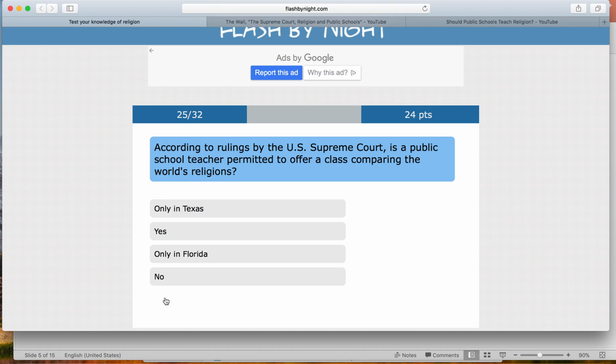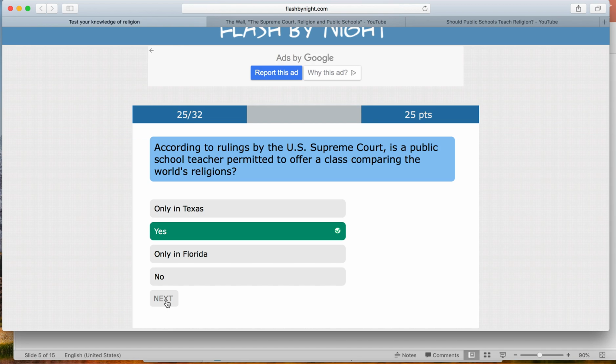And next question. According to rulings by the U.S. Supreme Court, is a public school teacher permitted to offer a class comparing the world's religions? Your options are only in Texas, yes, only in Florida, or no. You selected yes, you are correct.